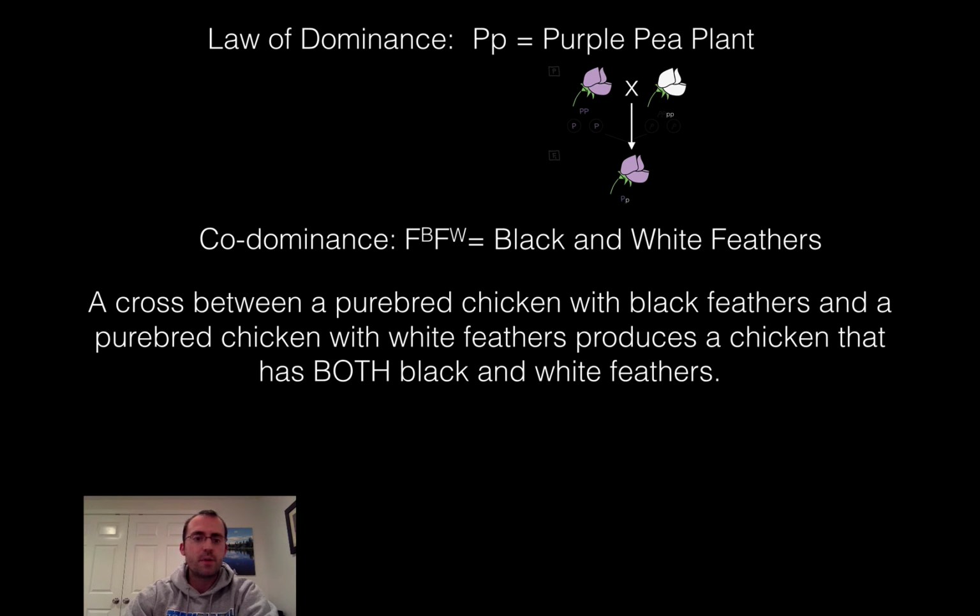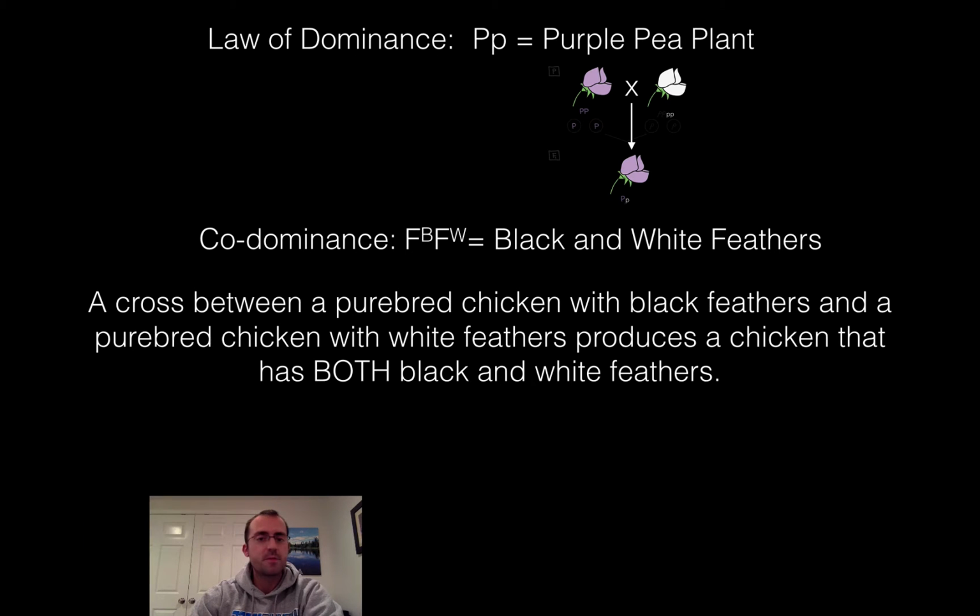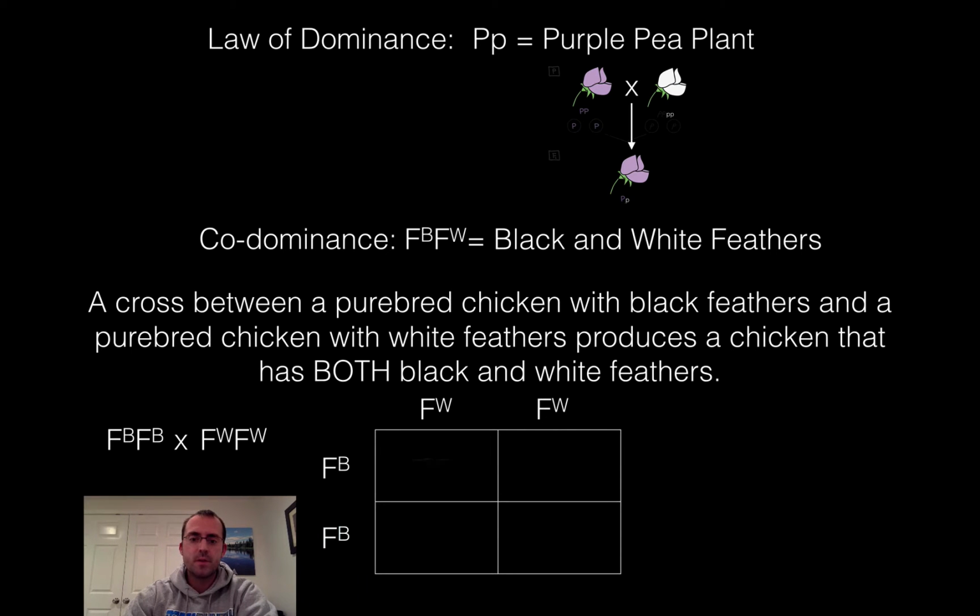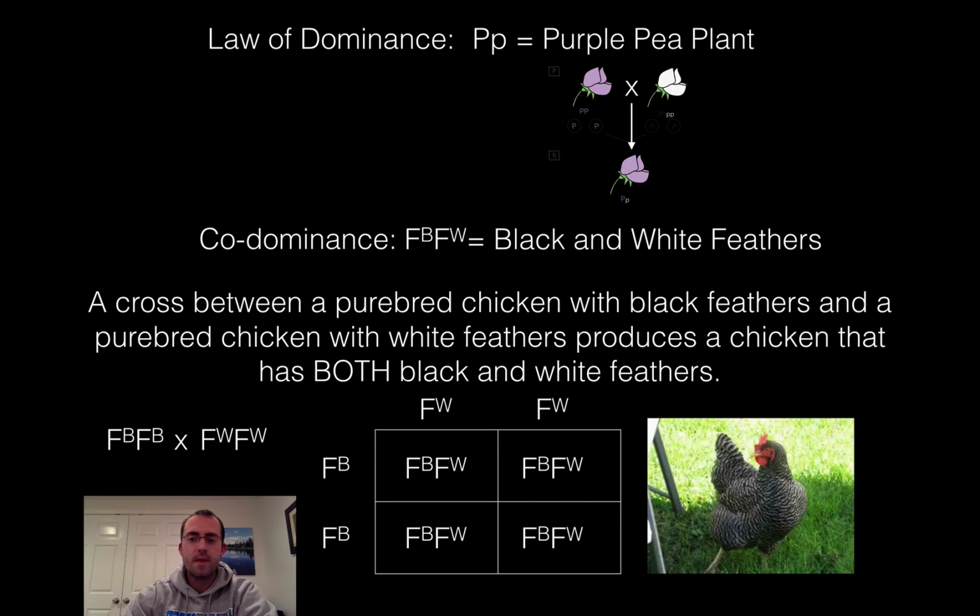So if we cross a purebred chicken with black feathers and a purebred chicken with white feathers, they'll produce offspring that have both black and white feathers. It looks something like this. There'd be my black feathered pure dominant chicken. There'd be my white feathered pure dominant chicken. When we cross them in a Punnett square, all the offspring would be heterozygous for feather color, but that would result in a black and white feathered chicken.